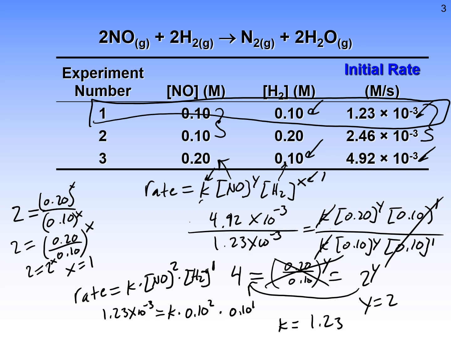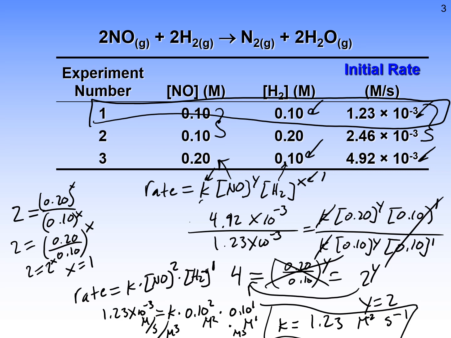Now, I need to think about units here. This is molarity squared, this is molarity to the power of 1, so total they get molarity cubed. This was molarity per second, so I need to divide molarity per second by molarity cubed, which if we think about this is going to be molarity to the negative 2, seconds to the negative 1. This would be my rate constant and its units.